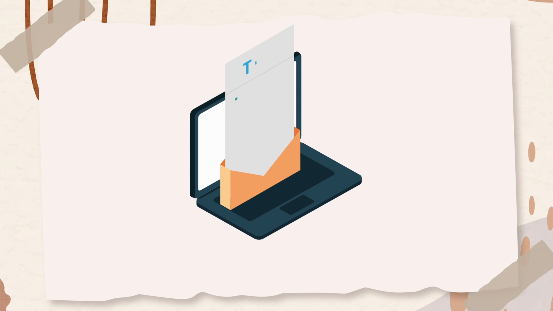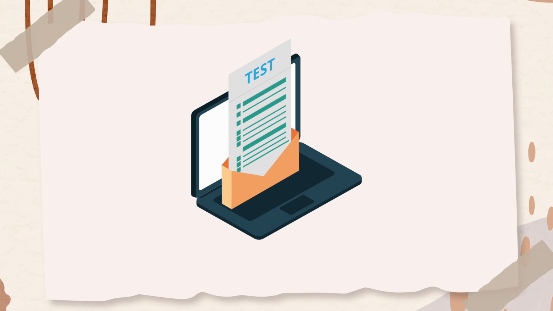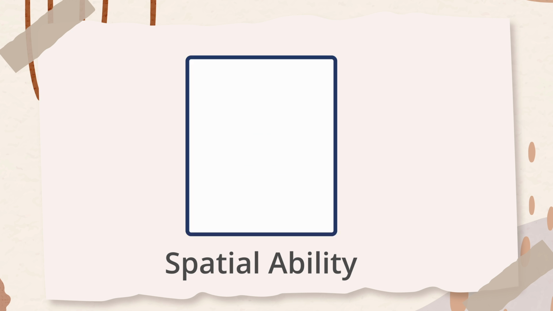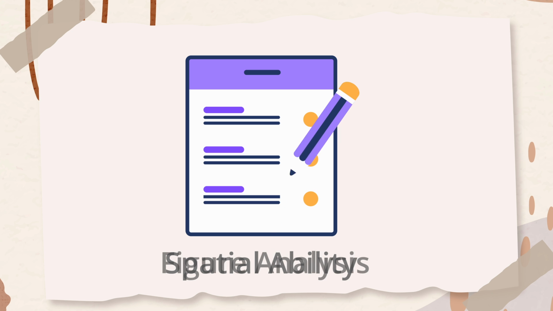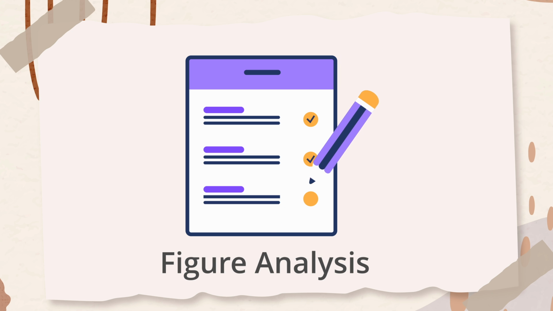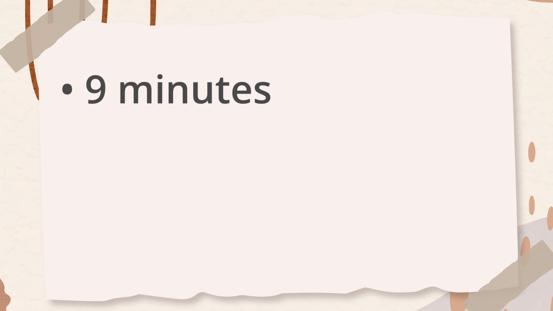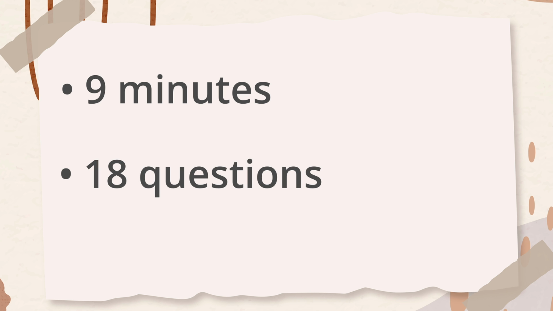After these two quantitative reasoning sections comes the spatial ability battery, which is the last battery on the test. The first section of this battery is called figure analysis, also known as paper folding. You'll have 9 minutes to answer 18 such questions.